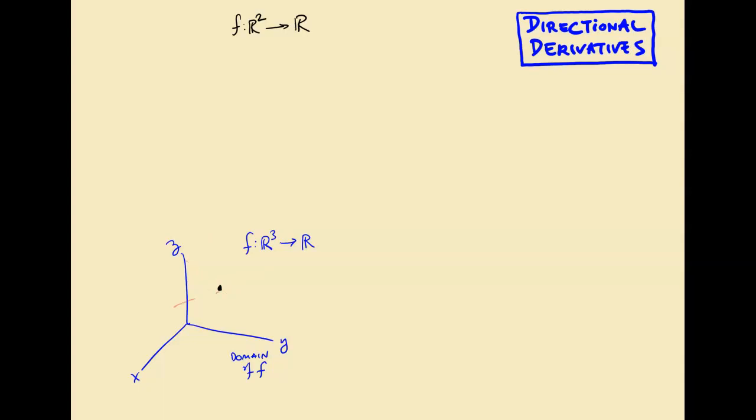I want to be able to move that point in any direction and say, how is the function changing? How is the function's value changing as I move in that direction? How is, if you like, the temperature of that point changing as I move in whatever direction I'm given?